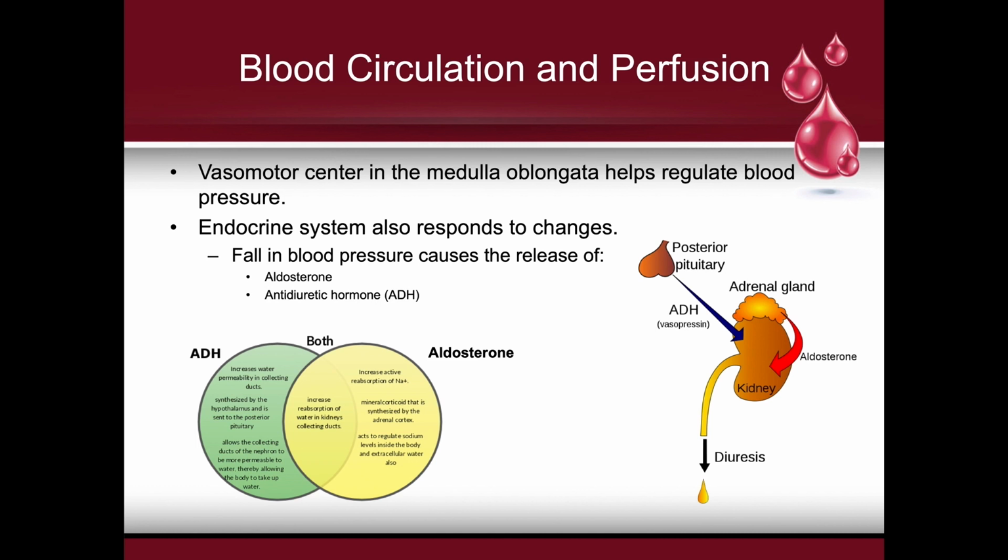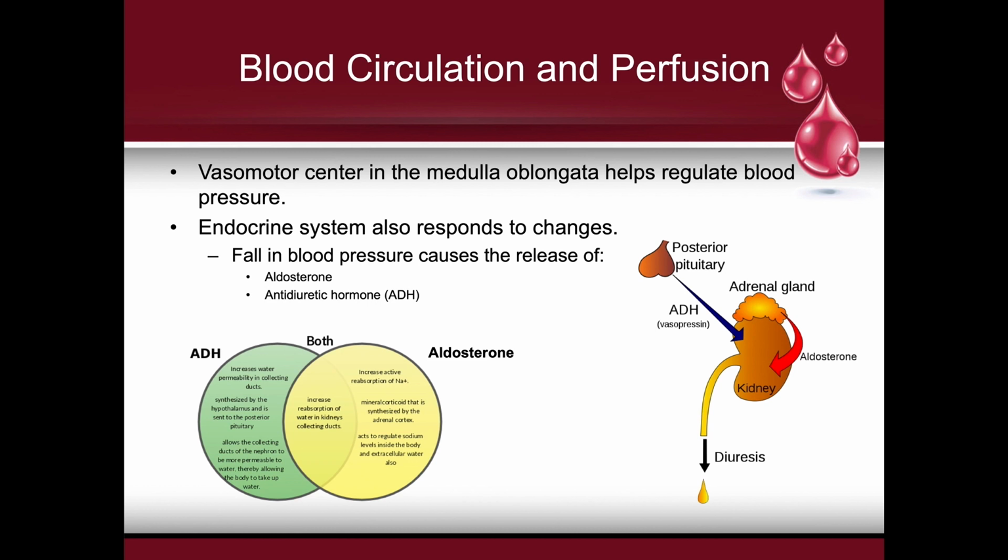All right, so now let's talk about the vasomotor center in the medulla oblongata, which helps regulate blood pressure. If there's a drop in blood pressure detected, baroreceptors will send stimuli to the brain via cranial nerves 9 and 10, and this causes an increase in the sympathetic stimulation. If blood pressure rises, the opposite will actually occur.